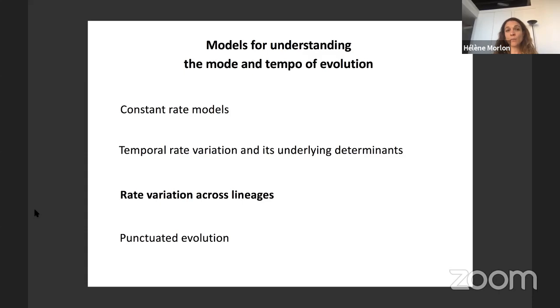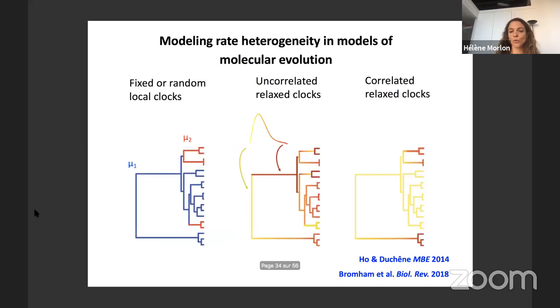So at a given time point, all lineages in the phylogeny in the clade have the same rate. However, we know that there are a lot of different reasons, like different life history traits or different habitats, that are going to potentially influence rates of evolution. And so it's pretty important to model this type of variation.